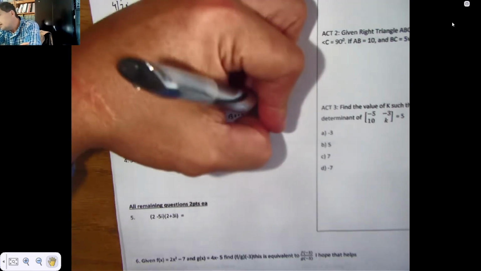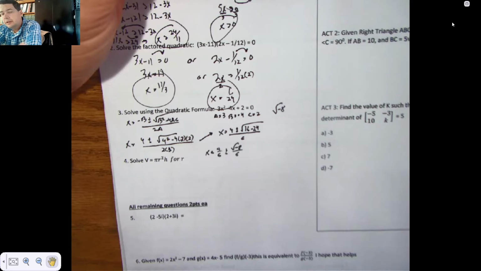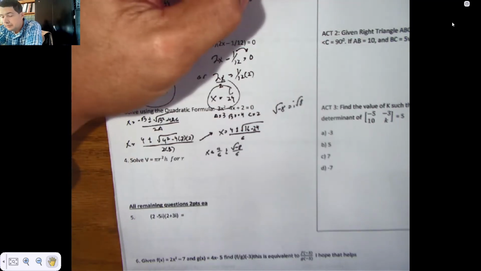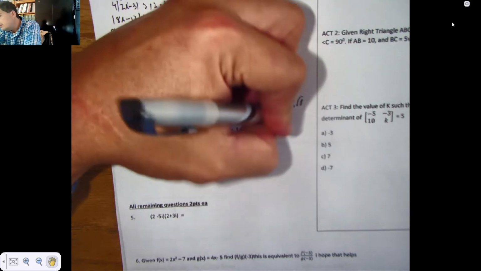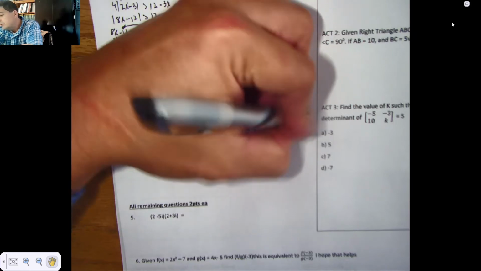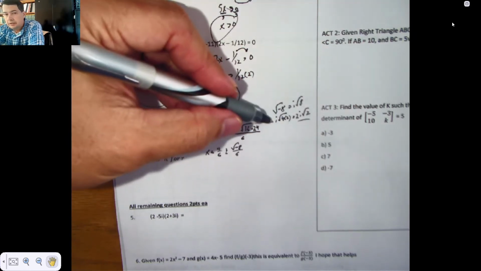So off to the side in my head, I'm thinking about this root of negative 8. I know that it is imaginary, and you should too. I also know that 8 is 4 times 2, and you should too. And you should also know that the root of 4 is 2. So I evaluate the root of 4, I put a 2 on the outside.